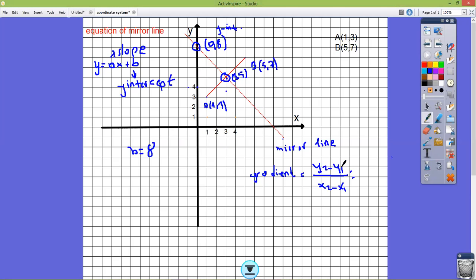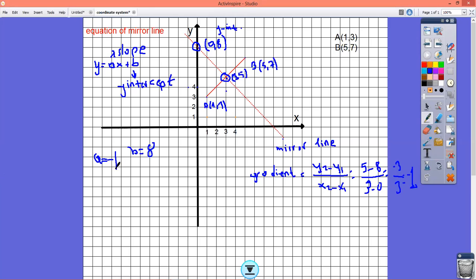It will be y2 minus y1. Let's say this is the first point, this is the second point. It will be 5 minus 8, the y coordinates, over the x coordinates, 3 minus 0. The result will be minus 3 over 3, and it will be equal to minus 1. Now A is equal to minus 1.